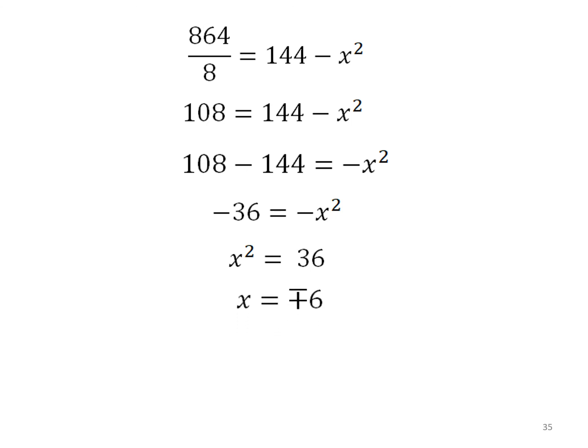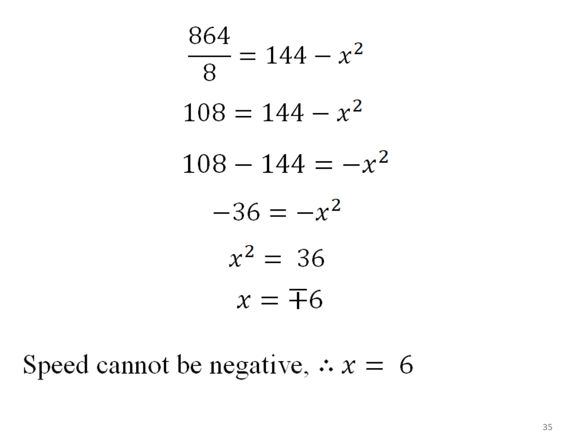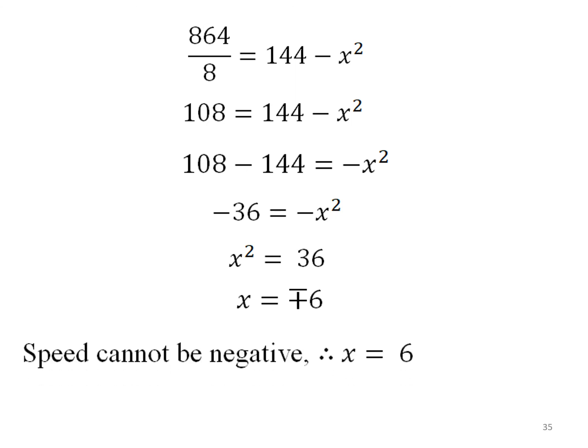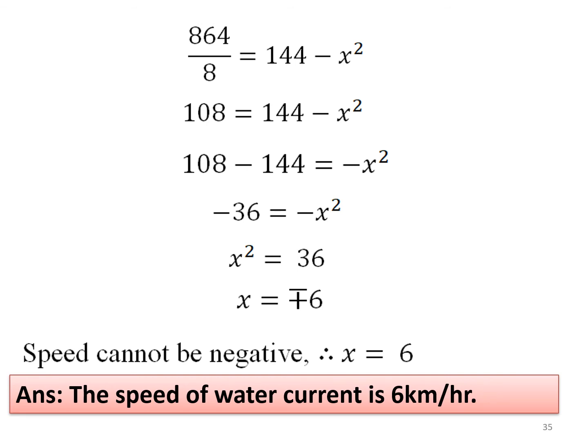So the square root of 36 is plus or minus 6. But what did we assume x as? x is the speed of the water current. Speed cannot be negative and therefore x is considered as positive 6 and not negative 6. And therefore our answer is that the speed of the water current is 6 kilometers per hour.